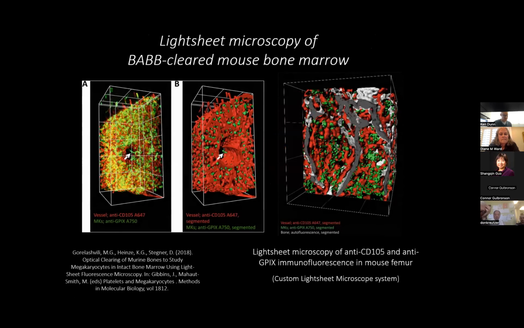Here's another example of someone who's looking for megakaryocytes. And so anti-GPIX is a megakaryocyte marker. And so you can see the vessels, in the segmented volumes. This is after having a computer identify the boundaries of things, which pretties up the images quite a bit. This is an original image, this is the segmented image. CD105 is the vasculature. The gray is bone, which is based on autofluorescence, and the green is the markers, the megakaryocytes.